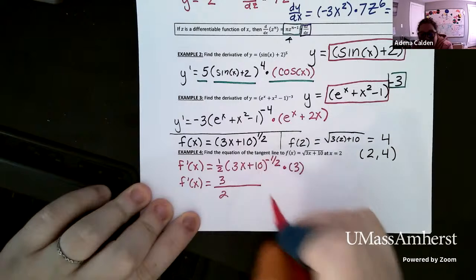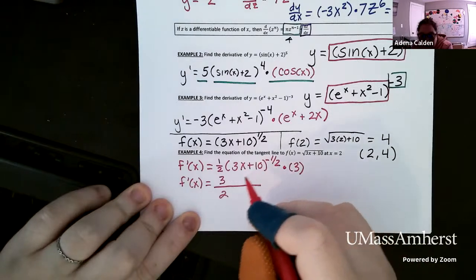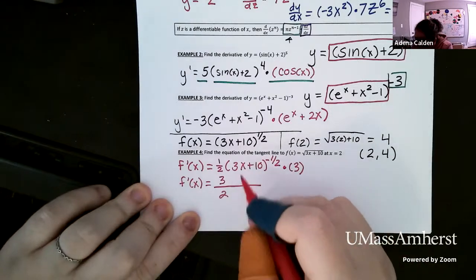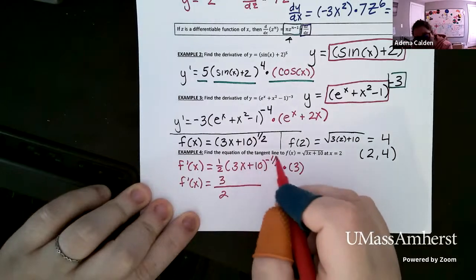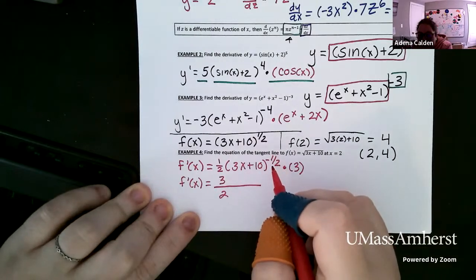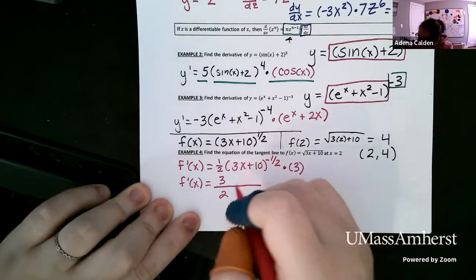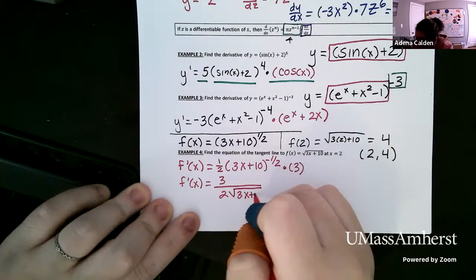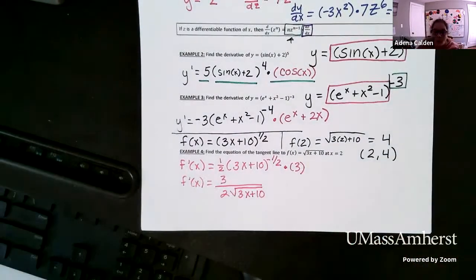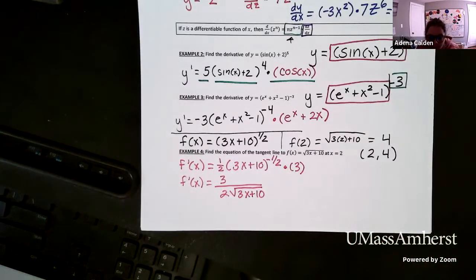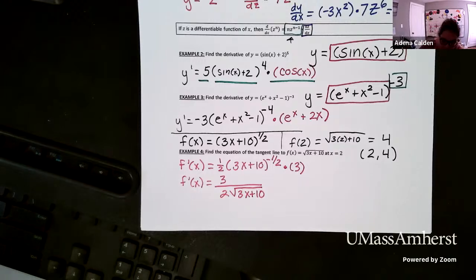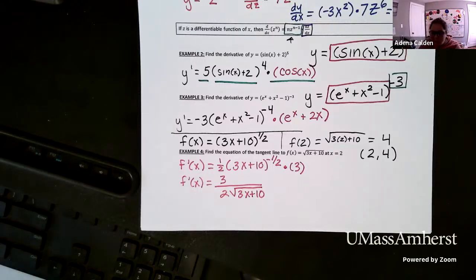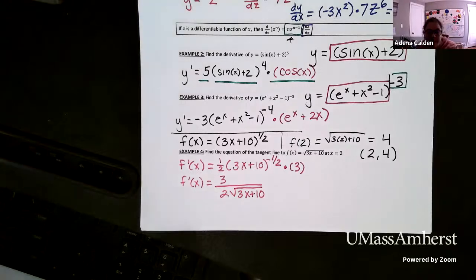And now this has a negative power. And so I'm going to deal with that by putting it back down in the denominator to make that power positive. And then once it's positive, I'm going to turn it back into a square root. So I get 3 over 2 times the square root of 3x plus 10. Hopefully you sort of remember that from algebra and those steps make sense.